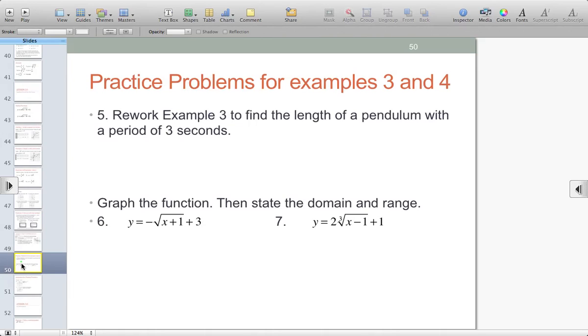Alright, so 3 more practice problems. Rework example 3 with the pendulum to find what the length has to be in order to have a period of 3 seconds, and then graph the 2 new functions and take a look at what's going to happen to the domain and range. Pause for as long as necessary, and then move on when you're ready to see the answers.